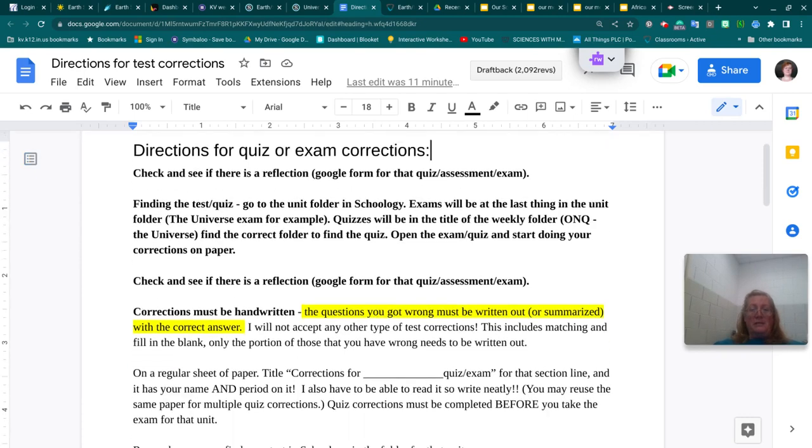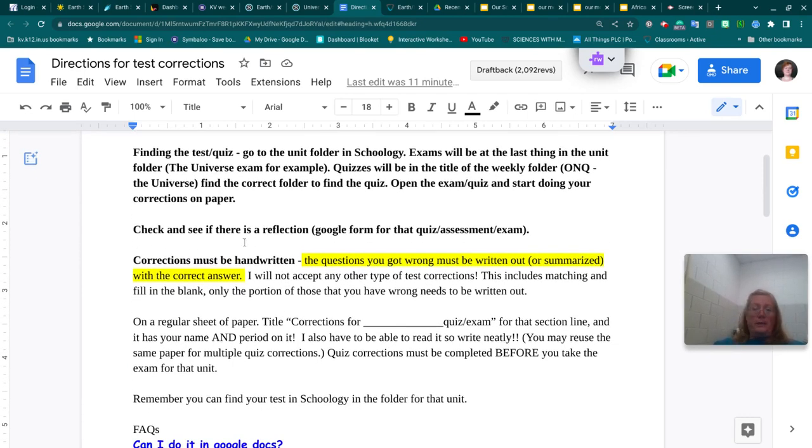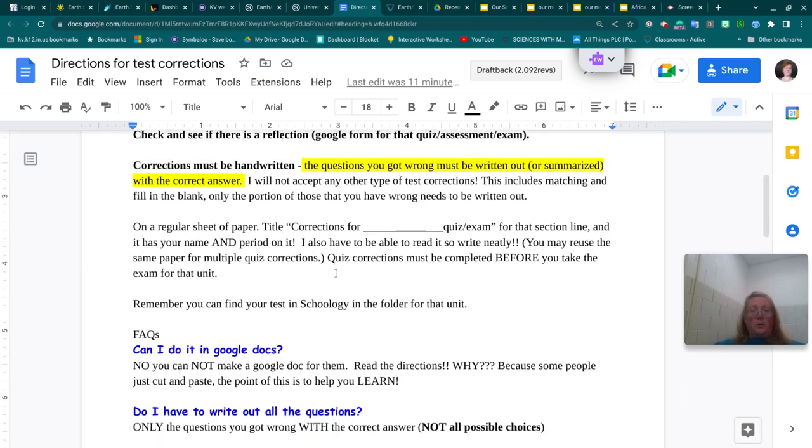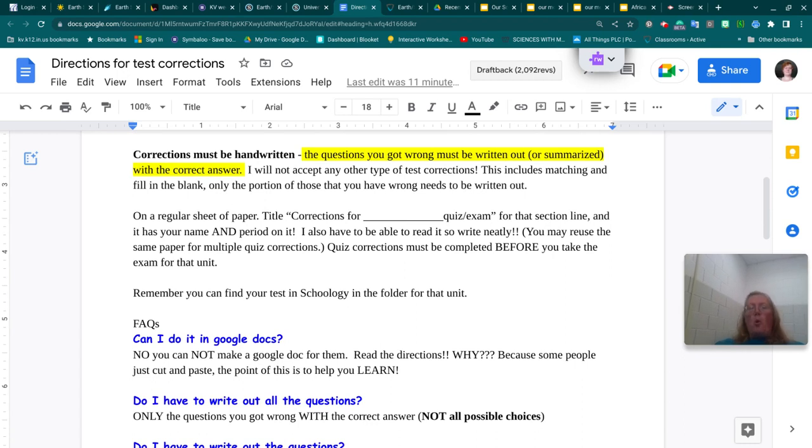I will have paper in class. You can borrow paper from a friend. Maybe you have your own paper. The questions you got wrong must be written out or summarized if it's a longer one, or if it's one where it says, look at this picture, look at this diagram. Usually it says, look at the diagram and do something. So I'll be able to figure out what the picture is.